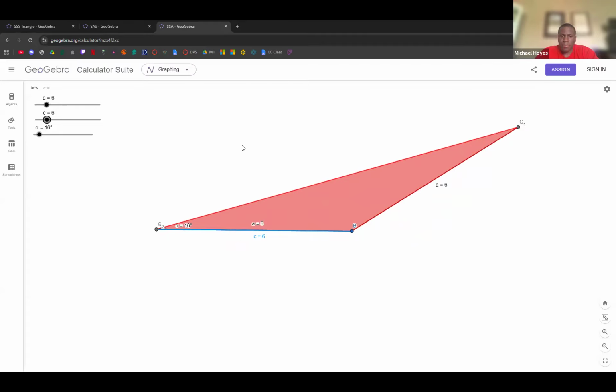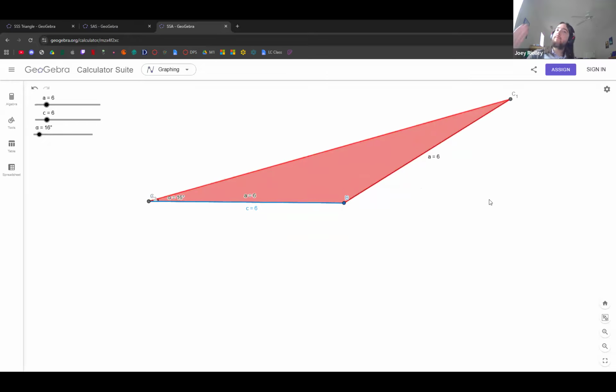Anything else we noticed or want to speak to with this particular configuration? It does also have the same feature of the last one in that you could still create the mirror image below, but if we constrain that the angle has to retain orientation, then we wouldn't have that again.